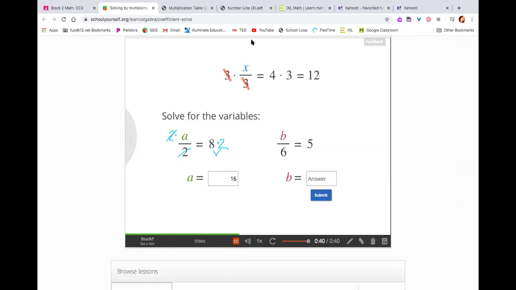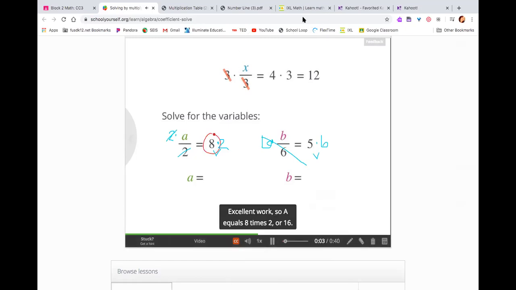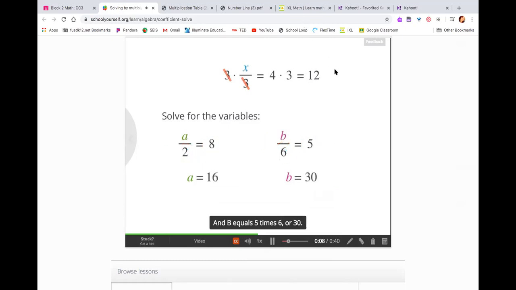And what about on the next problem? B divided by 6 equals 5. Times 6 for both sides. And these cancel out, and 5 times 6 is 30. Oh, thank you. 5 times 6 makes 30. Excellent work. So A equals 8 times 2, or 16, and B equals 5 times 6, or 30.